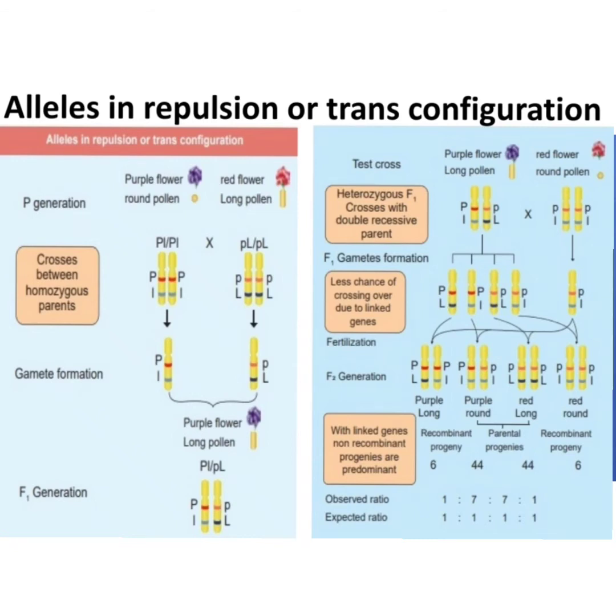The red flower and round pollen will have small p, small l in one homologous chromosome and small p, small l in another homologous chromosome. And the gametes formed, because there is less chance of crossing over due to the linked genes.